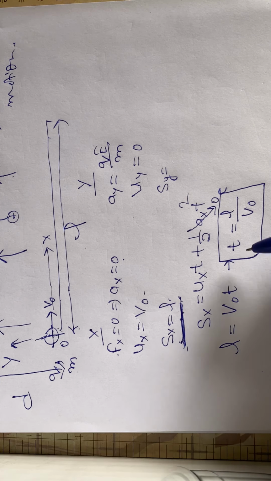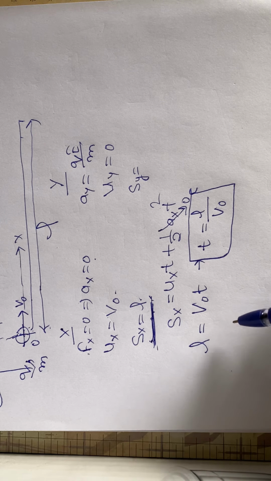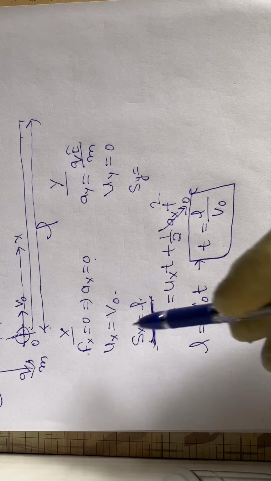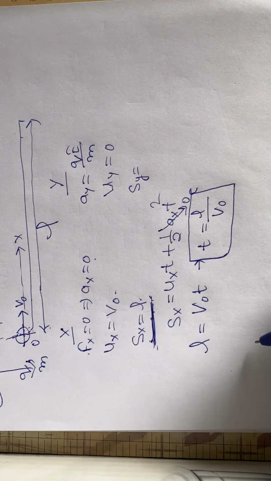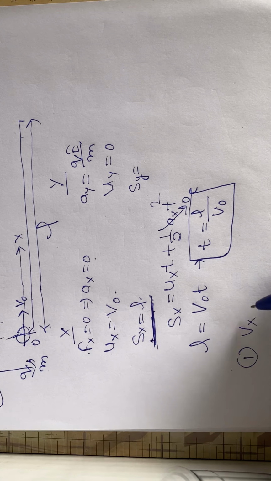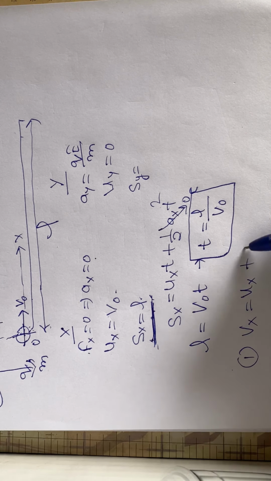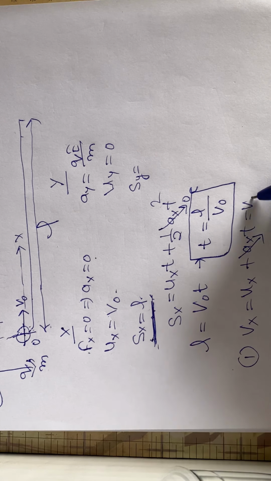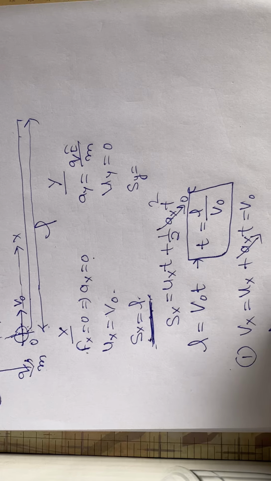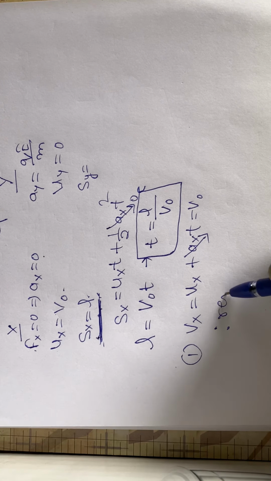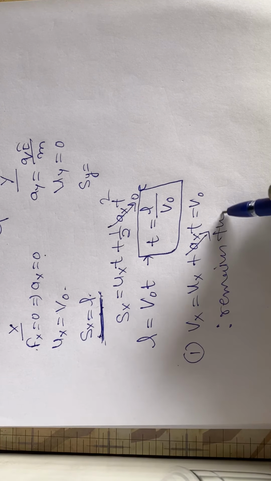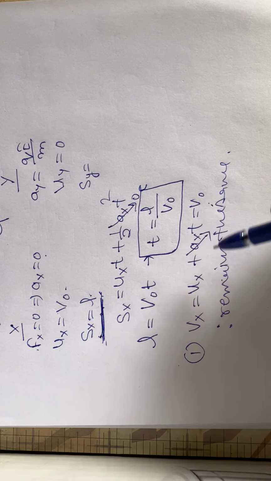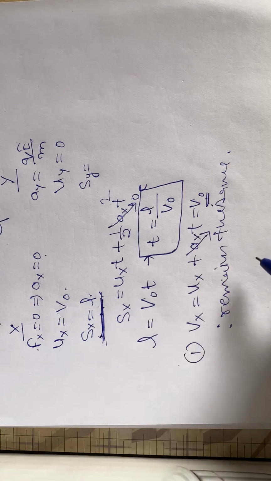Since there is no acceleration along the x-axis, what will be the velocity? We want to find the velocity after covering distance L. If you write the first equation for the x-axis, Vx equals ux plus axt, with no acceleration along the x-axis, it comes out to v naught. That means the velocity along the x-axis will remain the same.